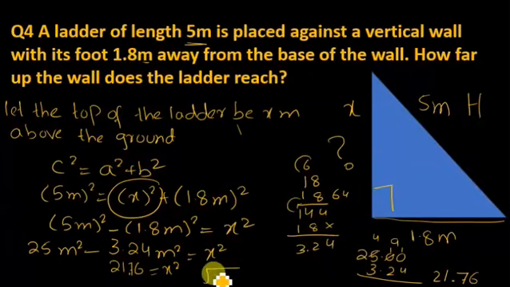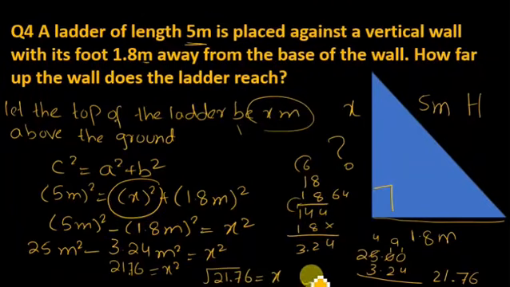When we apply square root on both sides, you have to find only x meter, not x square. So the square root of 21.76 is equal to x. This is your final answer. Simply put the values into the diagram from the statement of the question and then apply Pythagoras theorem. I hope you solved it in your copy with me.